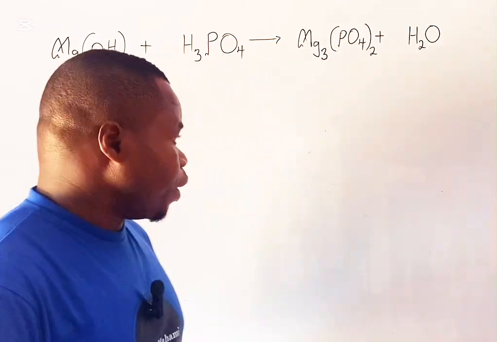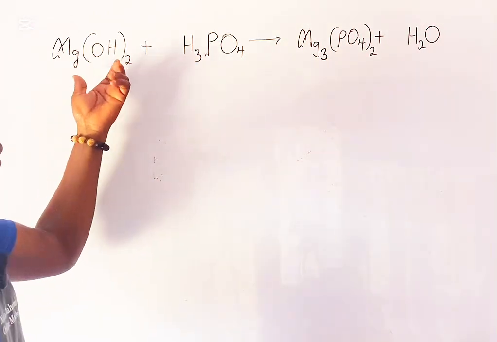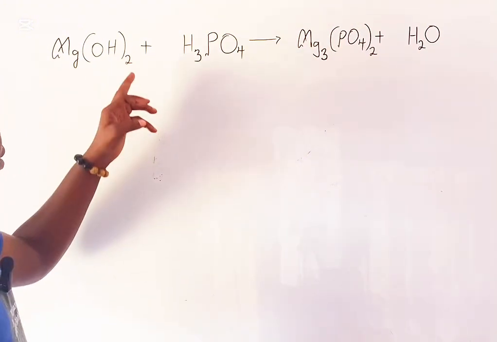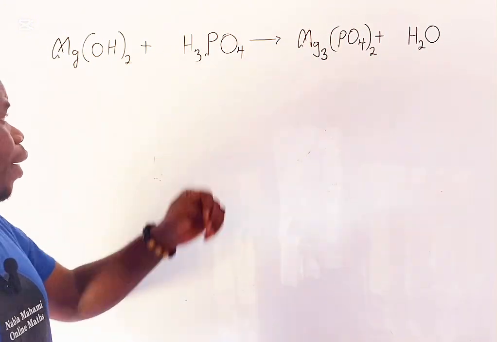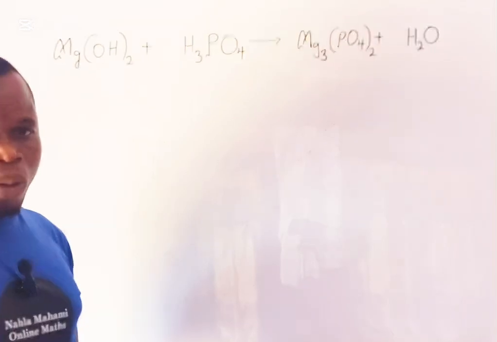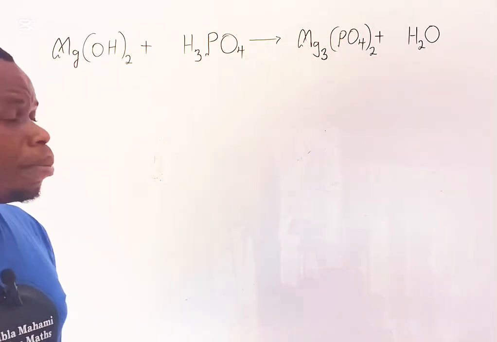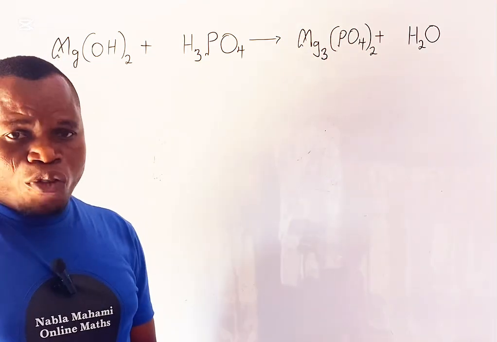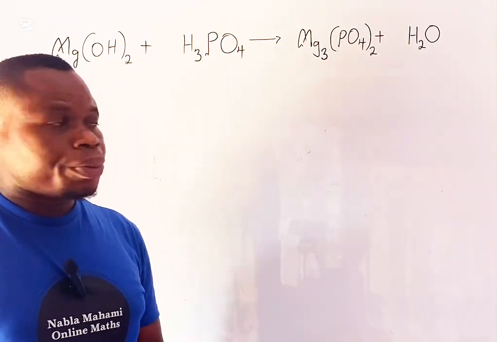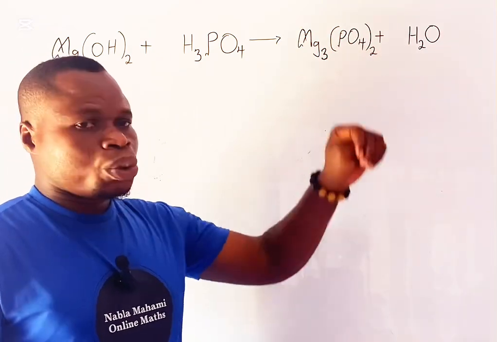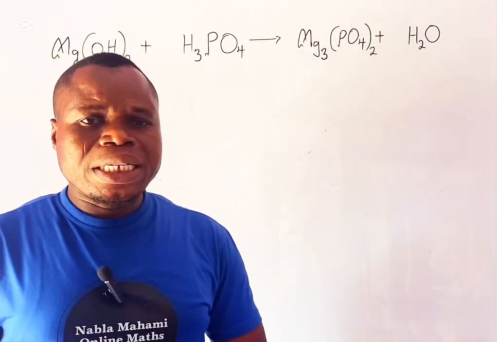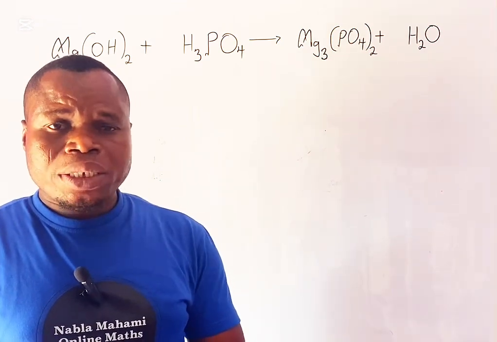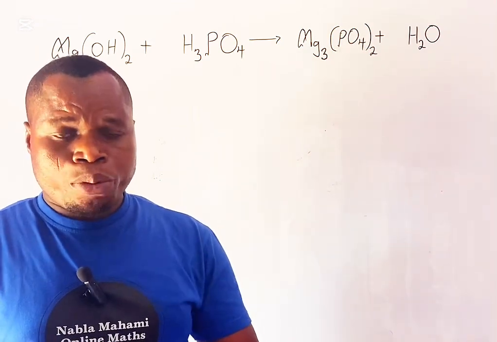The chemical equation is Mg(OH)2 plus H3PO4 giving Mg3(PO4)2 plus H2O. To balance this equation without any difficulty or stress, just follow this simple procedure.